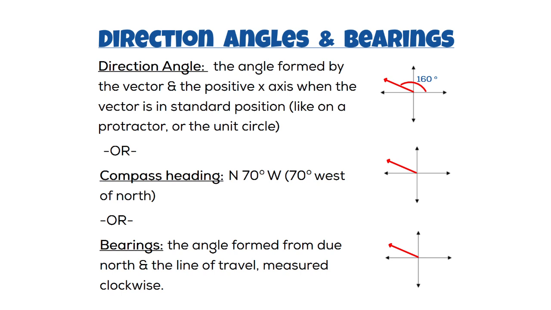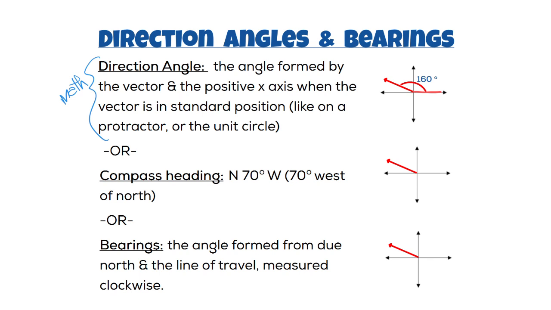So let's go through all the different types, because you've got to recognize what you're looking at and what you need and how you edit or adapt it. So a direction angle is a math angle. This is what we use to complete math on it. This is the angle formed by the vector and the positive x-axis. So this is just your typical unit circle protractor. This is your math angle. I threw one up here, I called it 160 degrees.